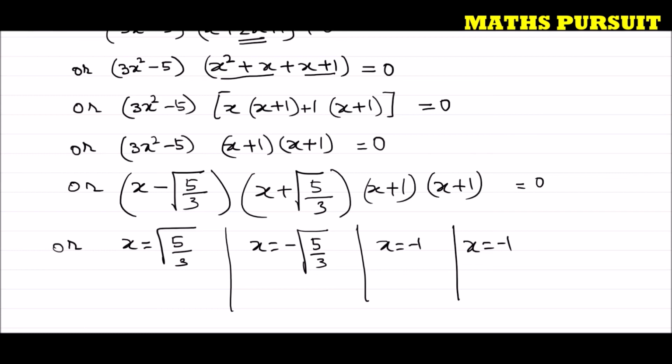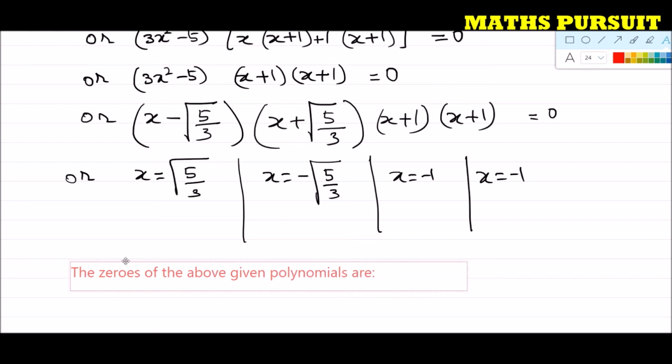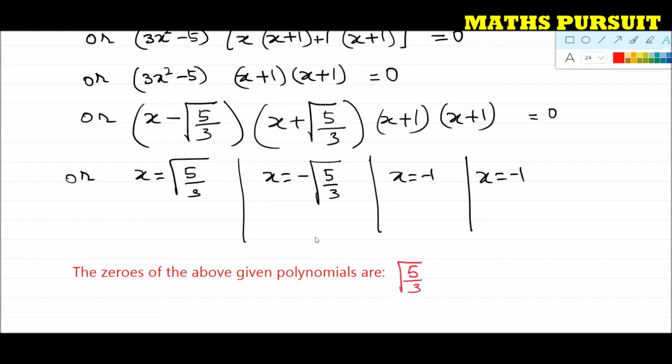So what we got, because the question asked us to obtain all the other zeros, we can write the zeros of the above given polynomial as root of 5 upon 3, minus root of 5 upon 3, minus 1, and minus 1.